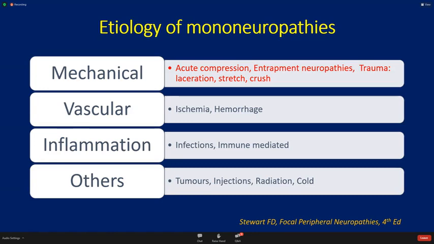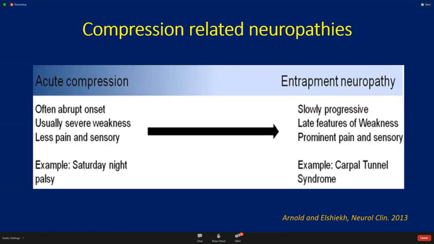Vascular focal ischemia of the nerve, as well as hemorrhage within or outside the nerve, can also produce mononeuropathies. Infections, particularly leprosy, Lyme's disease, HIV, HBsAg, can produce mononeuropathies. Immune-mediated diseases include mostly vasculitis, but also you have variants of CIDP and sarcoidosis, which can cause mononeuropathies. In addition, you have to know that injections and radiation exposure can sometimes present as mononeuropathies.